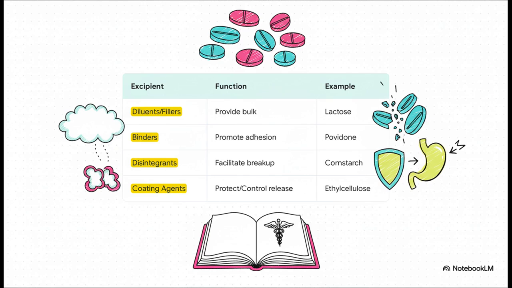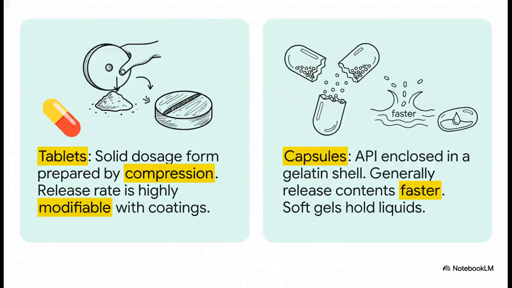So for example, a formulator might pick lactose as a filler because it's cheap and compresses well, but they might switch to microcrystalline cellulose if they need a filler that also moonlights as a disintegrant to help it break up faster. The classic showdown, tablets versus capsules. The biggest advantage of tablets is their versatility. You can score them, you can coat them for delayed release, you can do all sorts of things.